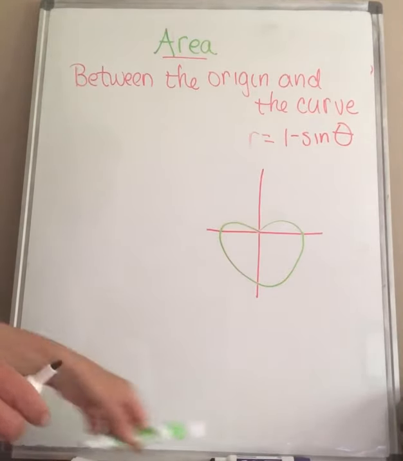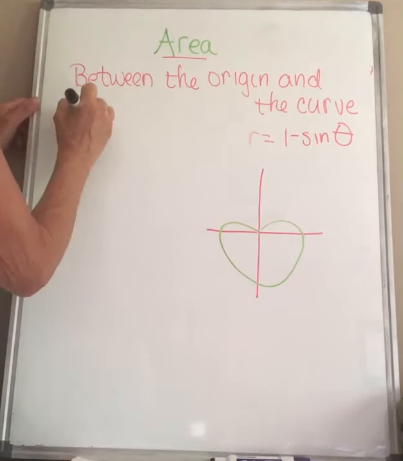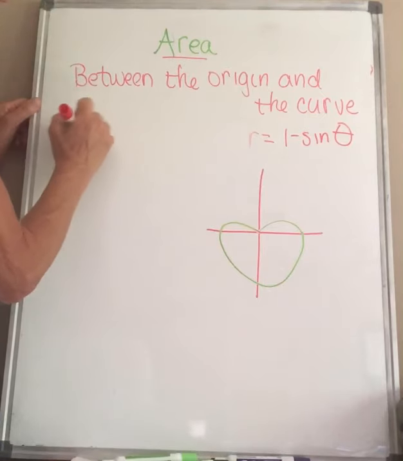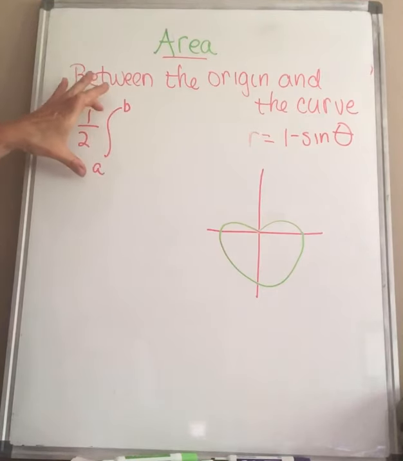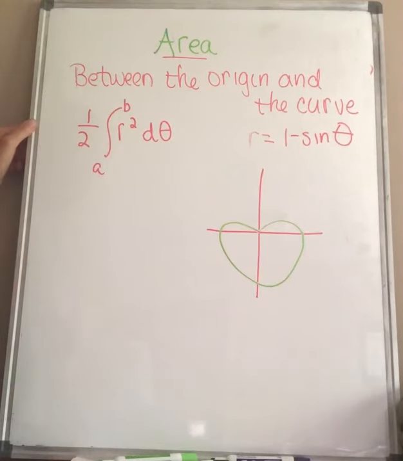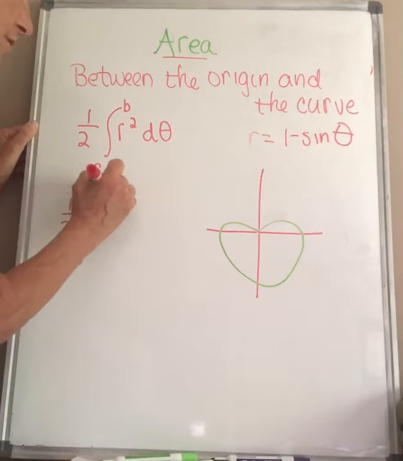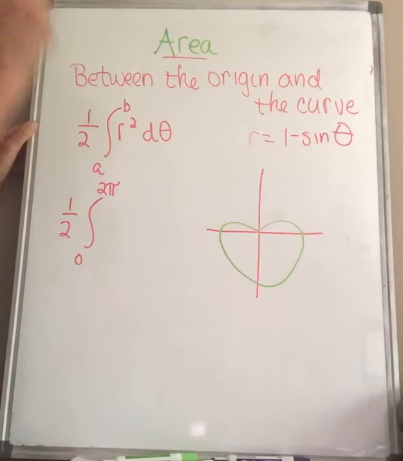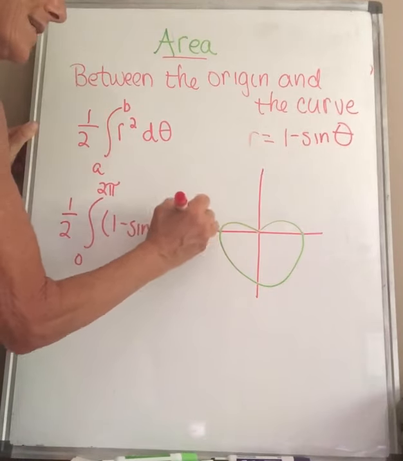So if I would like for you to find the area inside this right here, the formula to find the area is 1/2, and we're going from A to B, and these are your theta values that get you the whole picture, like 0 to 2 pi or 0 to pi or whatever they are that you have to play with the calculator to do. And it's r squared d theta. Okay, so in this particular example, it would be 1/2, and we actually had to go from 0 to 2 pi to graph the entire picture, and I have 1 minus sine of theta squared d theta.